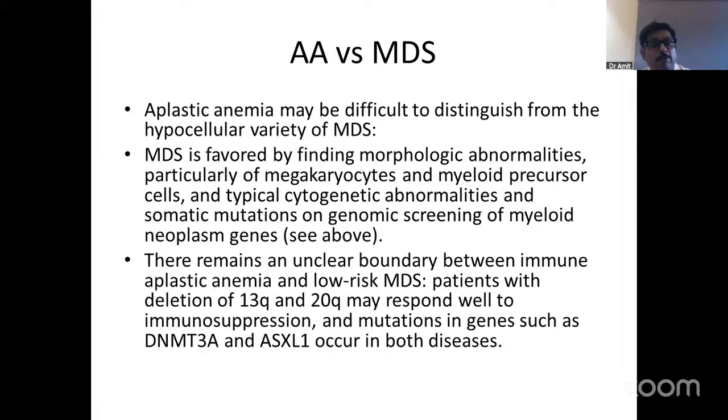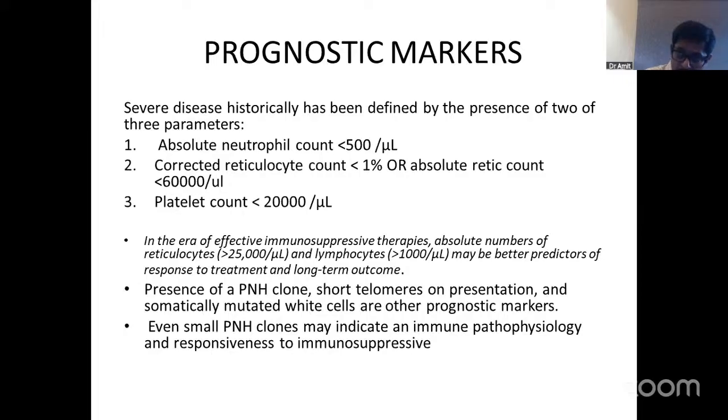Now, MDS is favored by finding morphological abnormalities, particularly of the megakaryocytes and myeloid precursor cells, and typical cytogenetic abnormalities, somatic mutations on genomic screening of myeloid neoplasm cells. Still, there remains an unclear boundary between immune aplastic anemia and low-risk MDS, and you need to go for chromosomal studies, especially the 13q and the 20q deletions would suggest myelodysplastic syndrome. So this is all about the diagnostic workup.